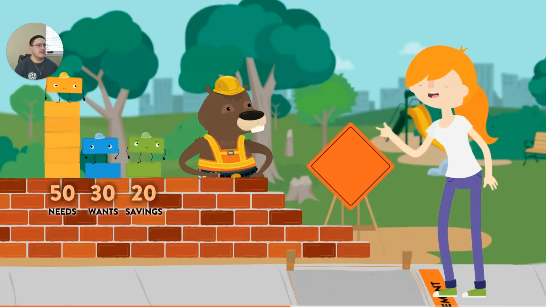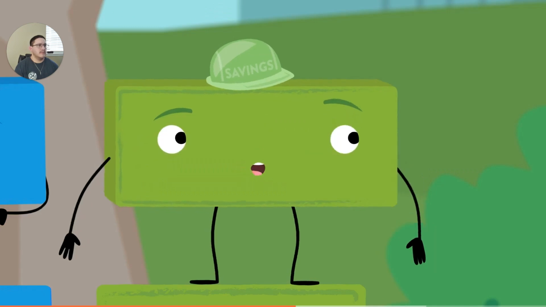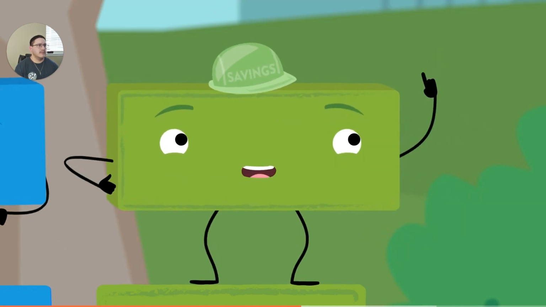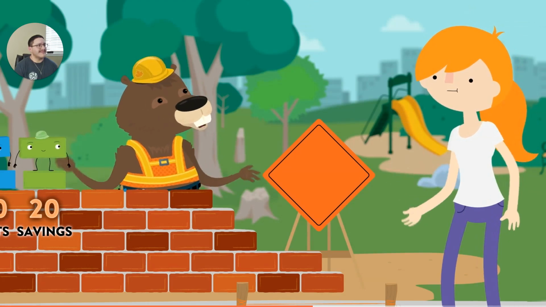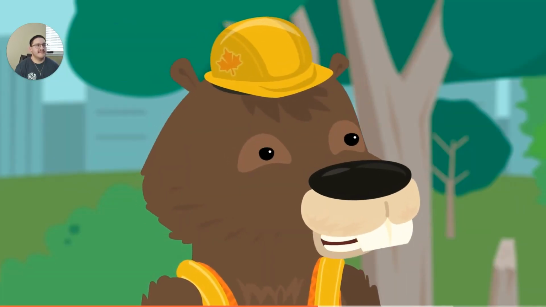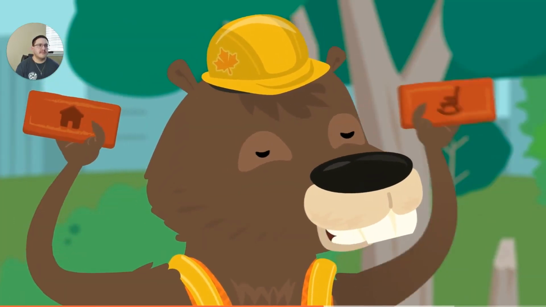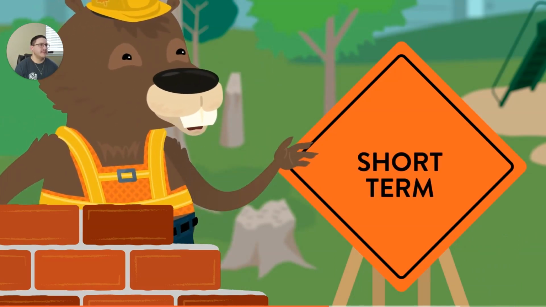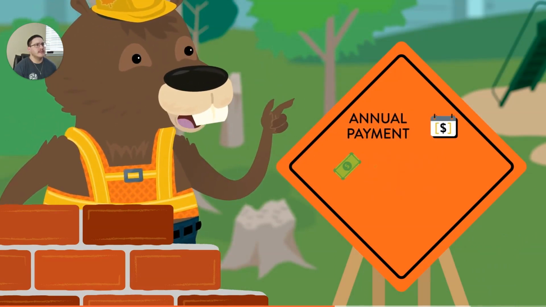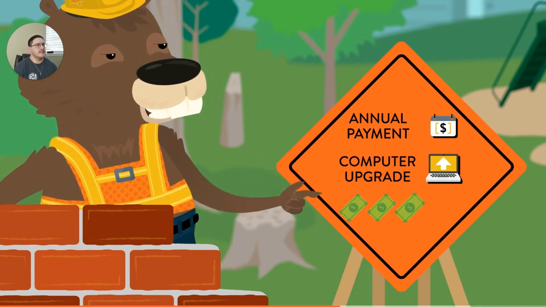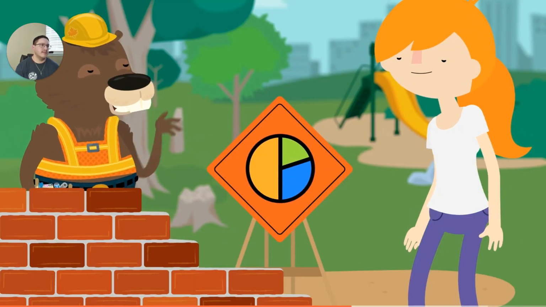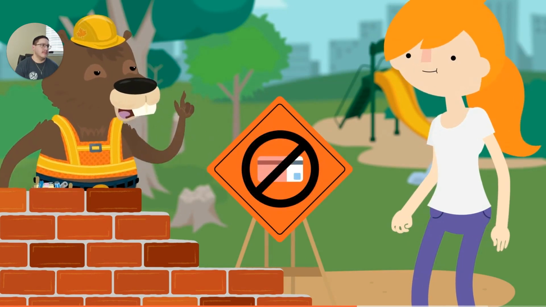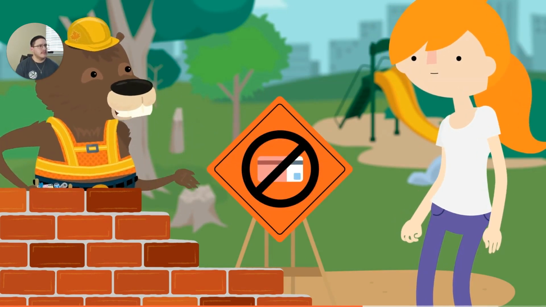Okay, I'll rein in my wants if my needs are too expensive. Cool. You could also sacrifice wants to put more into savings. Hey, back off, pal. Savings are extremely important, and not just for big, long-term goals like buying a house or retiring. You can also save for short-term future expenses, like an annual payment or a needed computer upgrade. You should put some money aside for an emergency fund as well. Saving up ahead of time will help you keep your budget more manageable, so you don't have to resort to high-interest debt to cover unforeseen expenses.